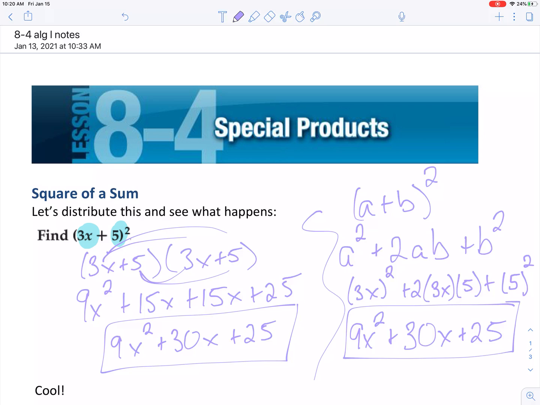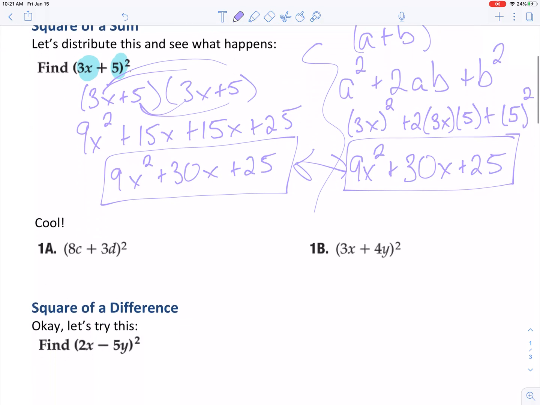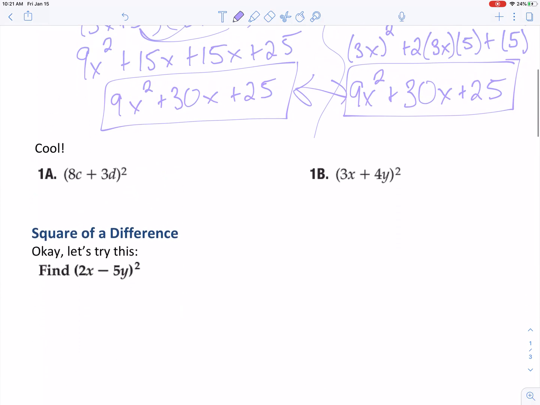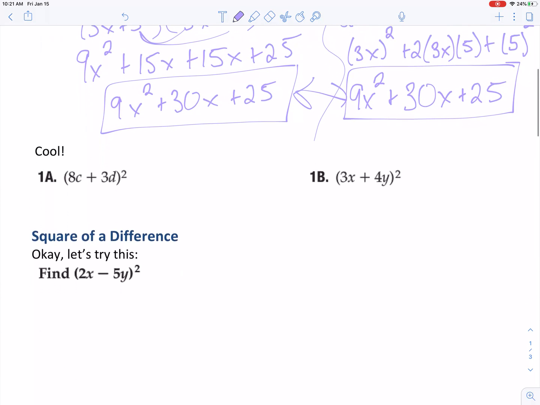First of all, notice that's the same thing. This is going to be particularly handy later when you have to do some complete the square type activities. When we have to do this backwards, this will be kind of a handy shortcut to know. So for square of a difference, it's literally the exact same thing. It's just that you keep the negative sign with the 5y. So when I plug that one in, again, it's going to be a squared plus 2ab plus b squared.